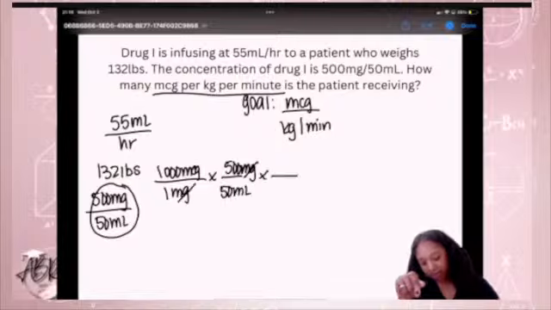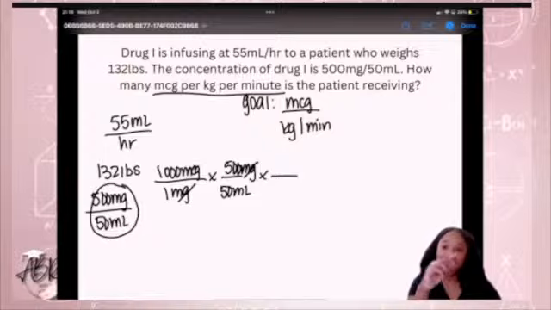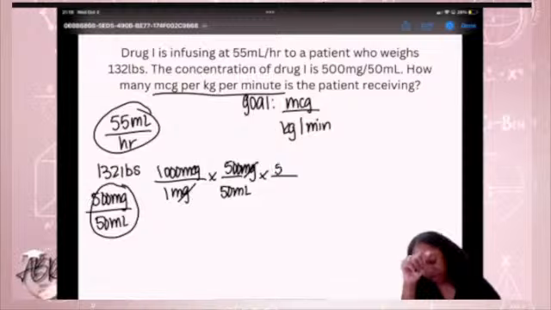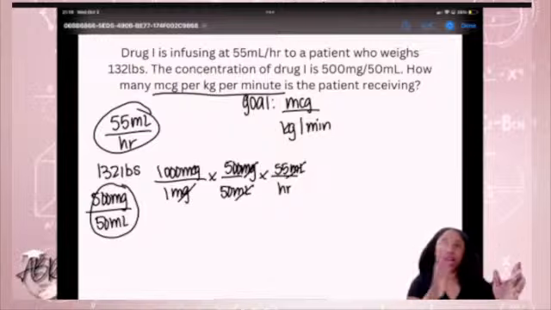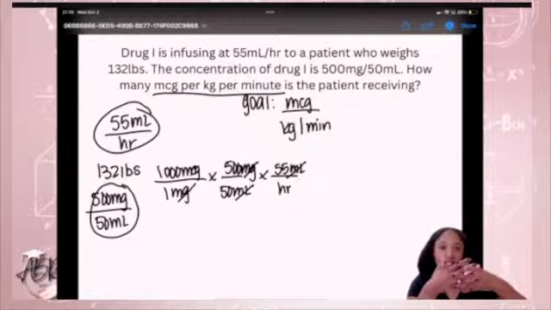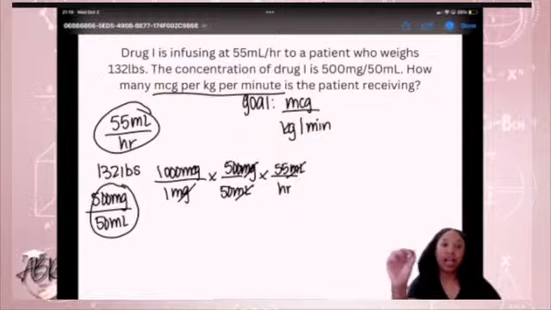Milligrams crosses out. Now I've got milliliter at the bottom. I need my milliliter at the top. That's this one right here. So 55 milliliters per hour. So milliliters cross out. You see how I'm lining up everything and connecting everything like a puzzle? Boss lady, I got that because it's a conversion.